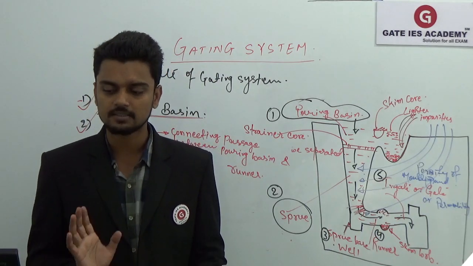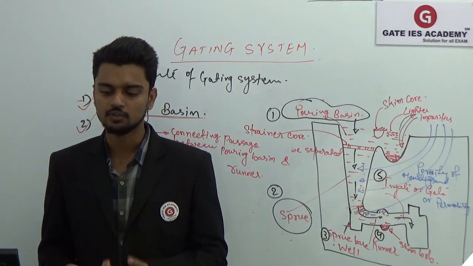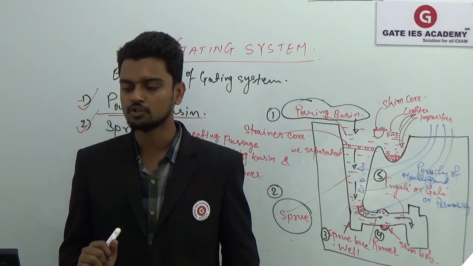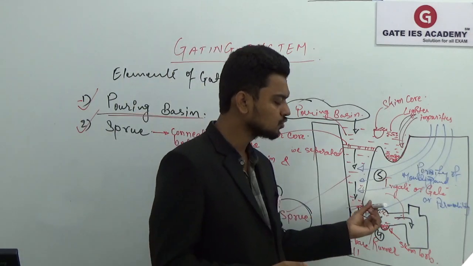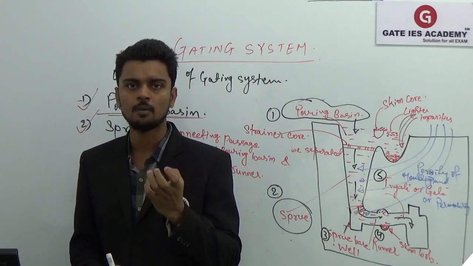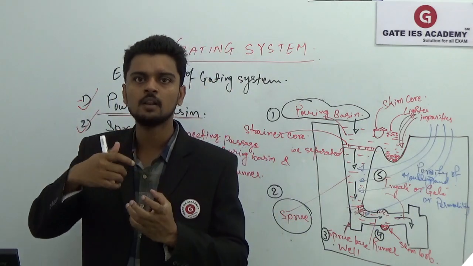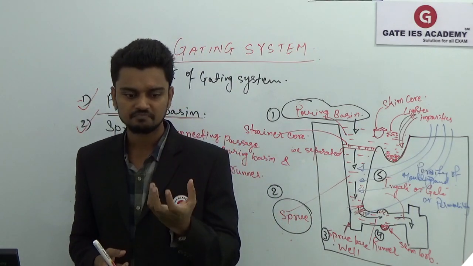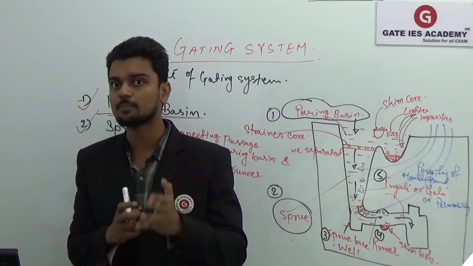And the next that we have is the runner extension. Runner extension that you can see in your slide, shown on your screen. That runner extension is an extension given to the runner in order to collect the impurities that come from your molten metal. So initially when we pour the molten metal through the ladle into the pouring basin, what will happen? Your molten metal will contain some slag, initially when we start pouring.